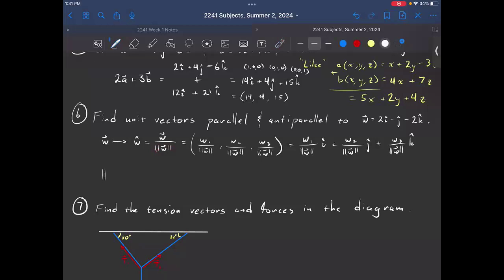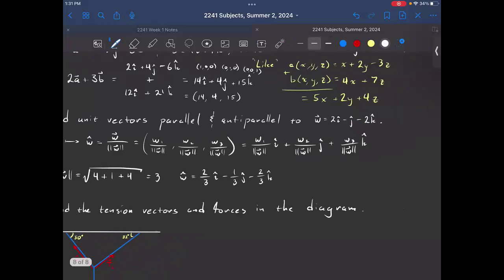Let's get that. Now the norm of W, let's see, we have coordinates 2, -1, and -2. Remember our norm formula: square root of 2 squared is 4, -1 squared is 1, -2 squared is 4. So we have square root of 9 is 3. So all we're going to do here to get W hat is divide all of those coordinates, 2, -1, -2, by 3. So we should have 2/3 i minus 1/3 j minus 2/3 k.